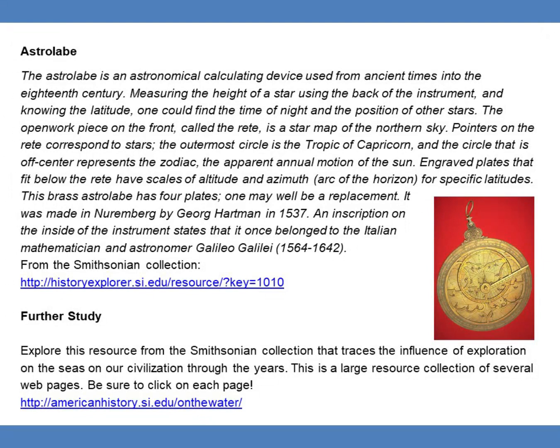The outermost circle is the Tropic of Capricorn, and the circle that is off-center represents the zodiac, the apparent annual motion of the sun. Engraved plates that fit below the rete have scales of altitude and azimuth, arc of the horizon, for specific latitudes. This brass astrolabe has 4 plates. One may well be a replacement. It was made in Nuremberg by George Hartmann in 1537. An inscription on the inside of the instrument states that it once belonged to the Italian mathematician and astronomer Galileo Galilei, 1564 to 1642.